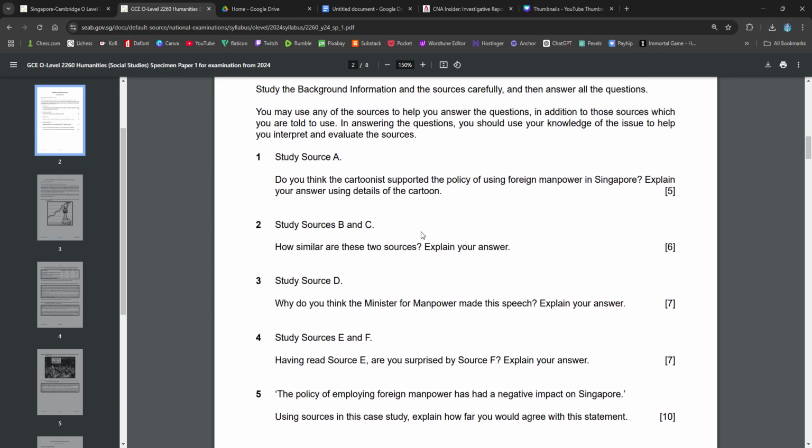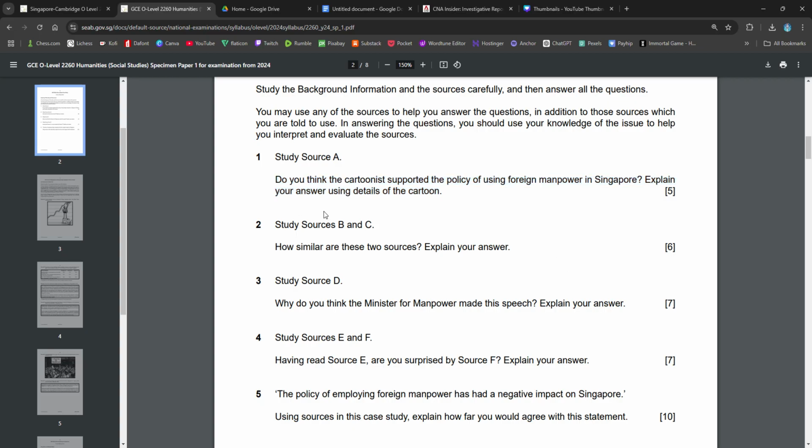For example, let's take a look at question 1. Study source A. Right? Do you think the cartoonist supported the policy of using foreign manpower in Singapore? Explain your answer using details of the cartoon. Now the key word here is explain using details of the cartoon, which is easy. Easy. So this question, you should definitely do it first. Right? Definitely do it first.